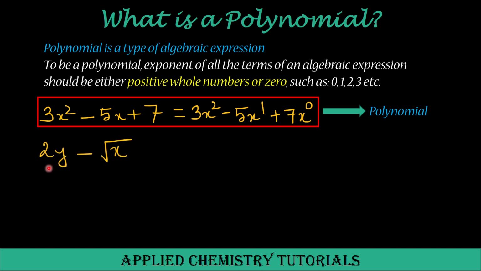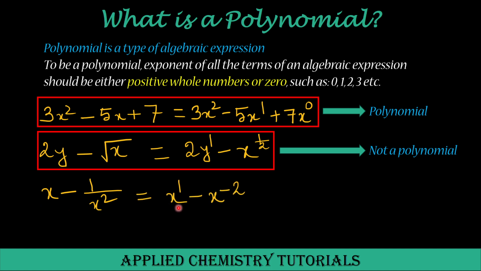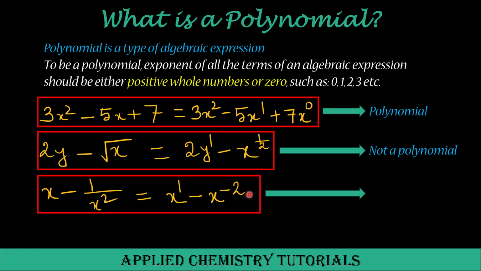A second example, 2y minus root over x. This can be rewritten as 2y to the power 1 minus x to the power half. Here, half is a fraction, so this is not a polynomial. The third example, x minus 1 over x squared. This can be rewritten as x to the power 1 minus x to the power minus 2. Again, here this minus 2 exponent is not a positive number, so we can say that this is not a polynomial either.